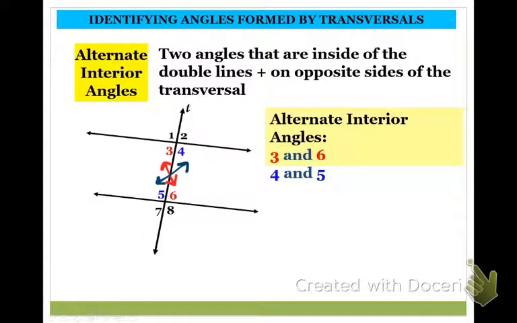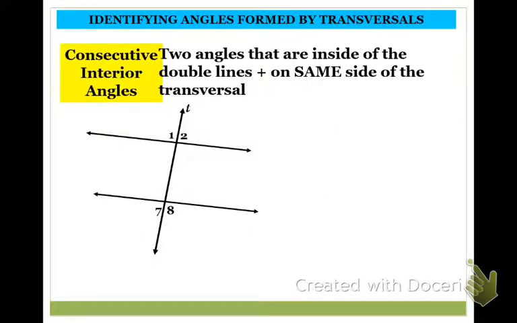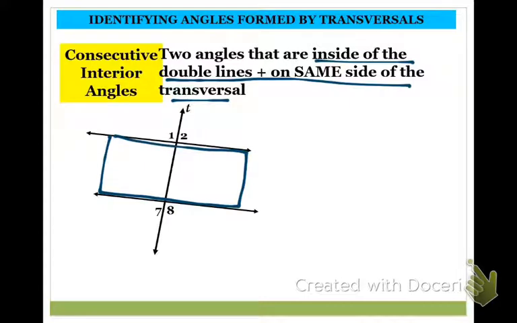Okay, so consecutive interior, where do you think these angles are going to be? Side by side and on the inside of the double lines. They're inside of the double lines and on the same side of the transversal. So it'll be on the inside, but then on the same side of the transversal.